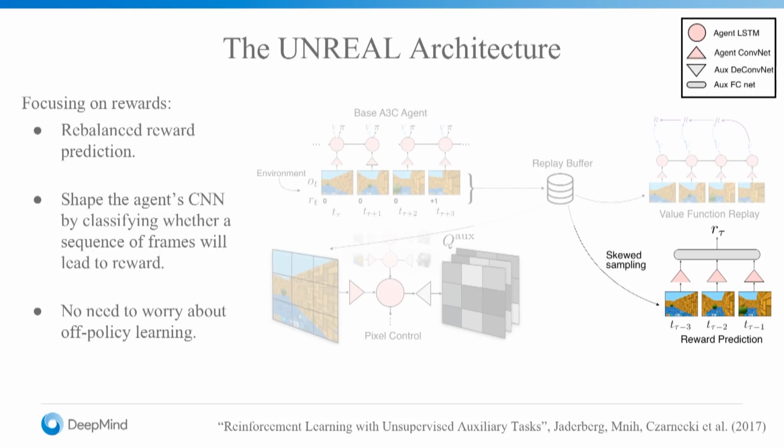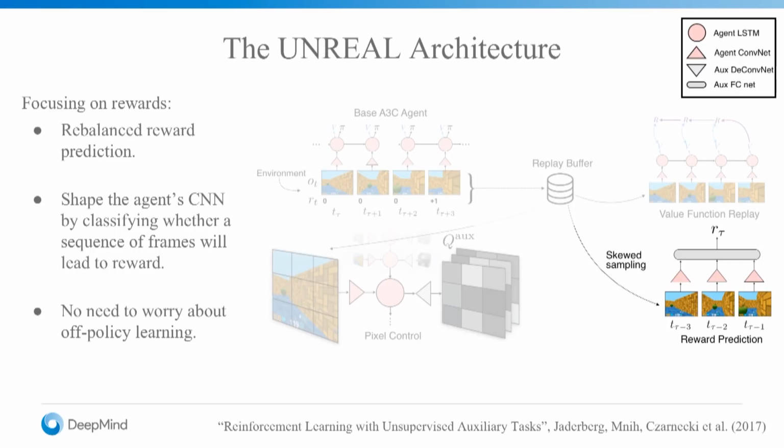So the second auxiliary prediction task was reward prediction. So here the idea was to sample a short trajectory of frames and to ask the agent to predict whether a rewarding transition will follow. So because this is an auxiliary prediction task, we're free to change the data distribution in any way we want.